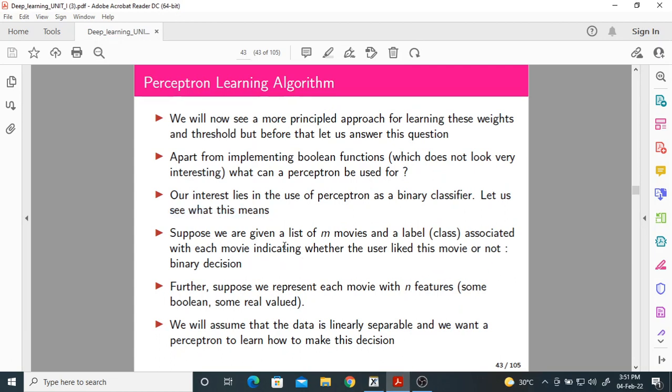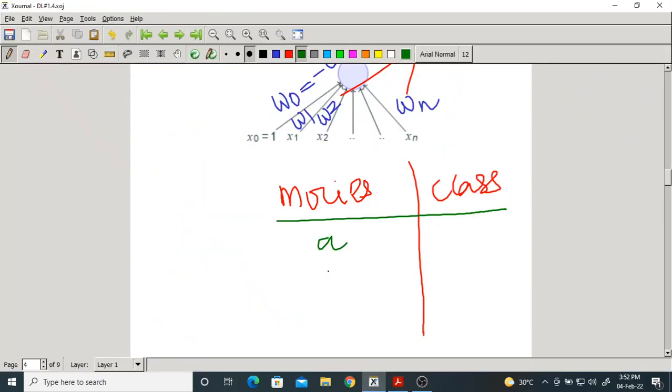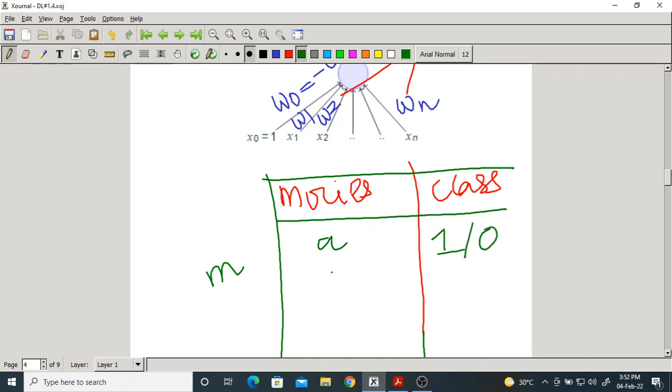Suppose we are given a list of m movies and a label, a class, associated with each movie indicating whether the user liked this movie or not. It's a binary decision, which means we have past data of movies. So I am taking m movies, A, B, C, D up to m. Now what is the class of that movie? Whether I liked it or not. If I liked it, I will write 1. If I disliked it, I write 0. I will take the next movie.